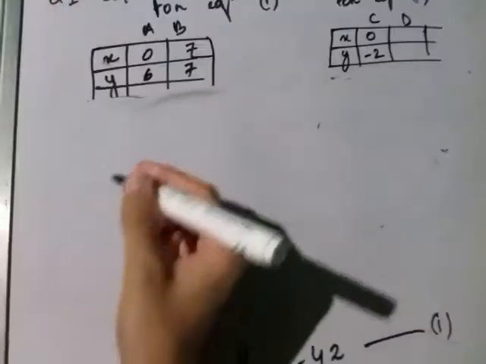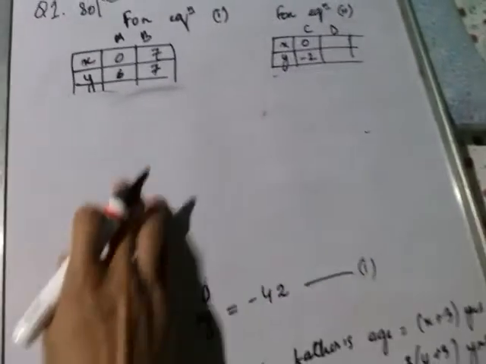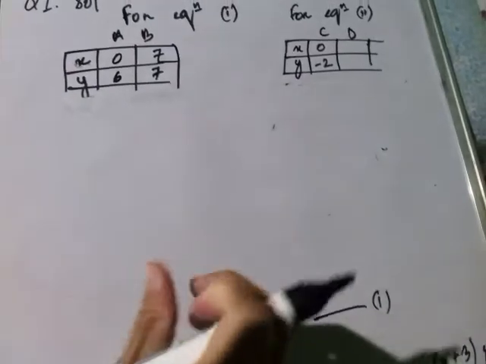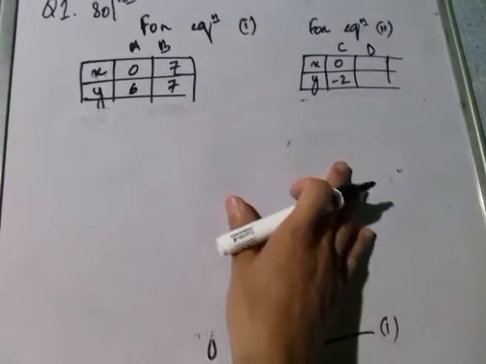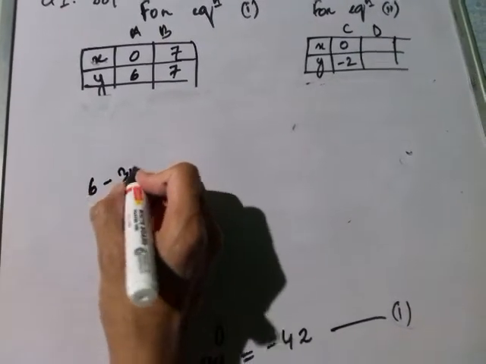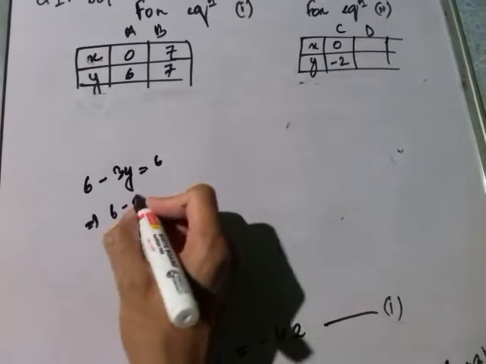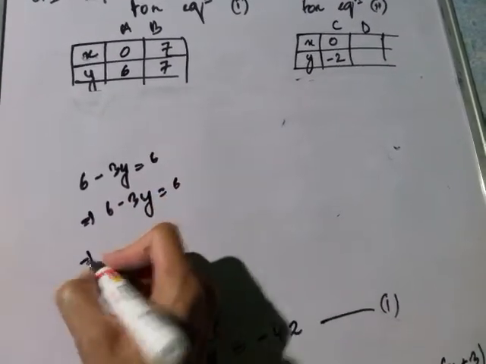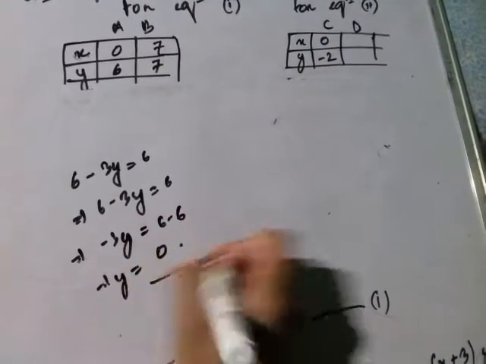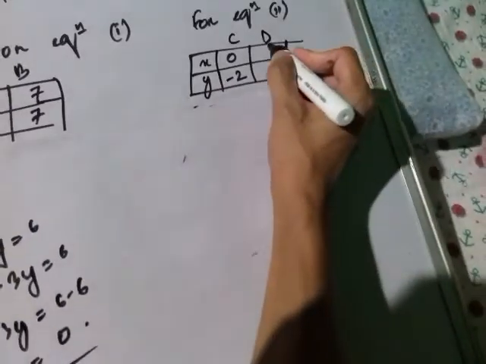Next, if you take x as 6, that does not mean you must take the number whichever I took. You can take any number, whatever you like, but take a smaller number so that you can draw the graph correctly. So if you take x as 6, then 6 minus 3y equals 6. So minus 3y equals 6 minus 6. y equals 0. So if you take x as 6, y will be 0. You will do it like that.